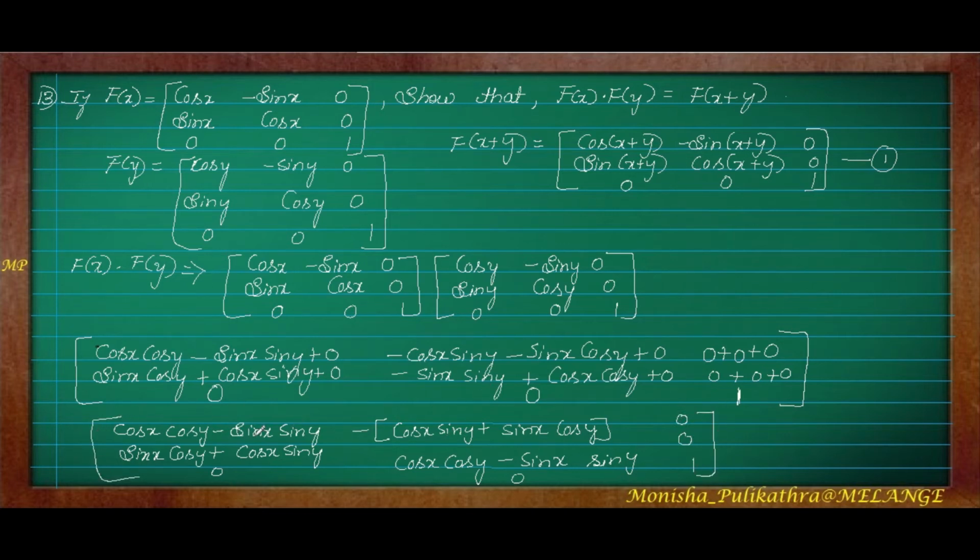By the formula, we can understand that cos x cos y minus sin x sin y is equal to cos(x+y). Minus of cos x sin y plus sin x cos y is minus sin(x+y). So 0 is retained as this, and next sin x cos y plus cos x sin y is again sin(x+y). Cos x cos y minus sin x sin y is cos(x+y). So here 0, and again in the last row it is 0, 0 and 1. Okay, so let this be equation number 2.